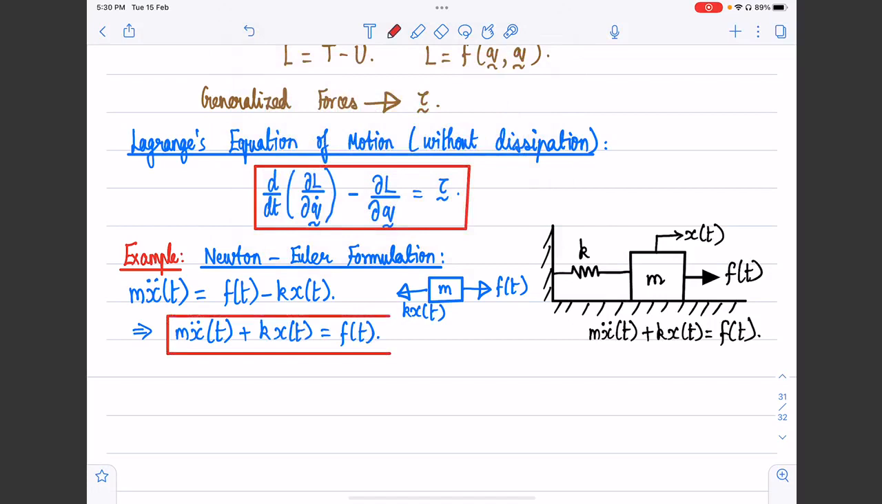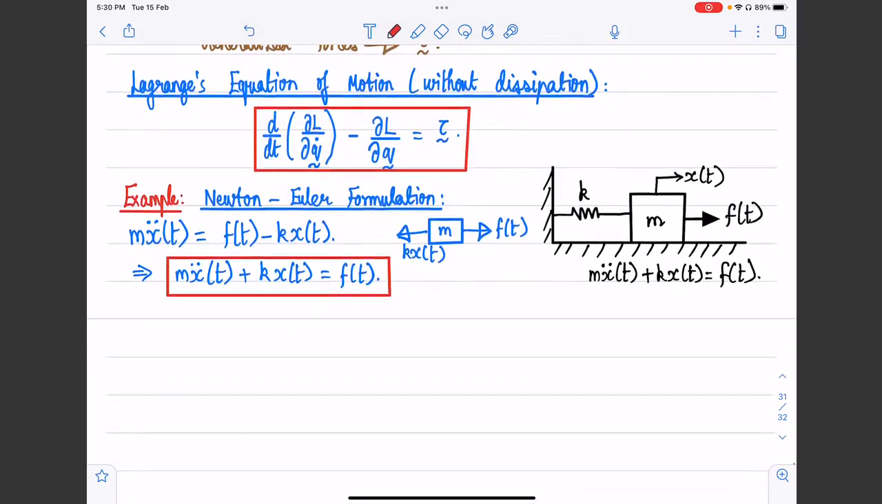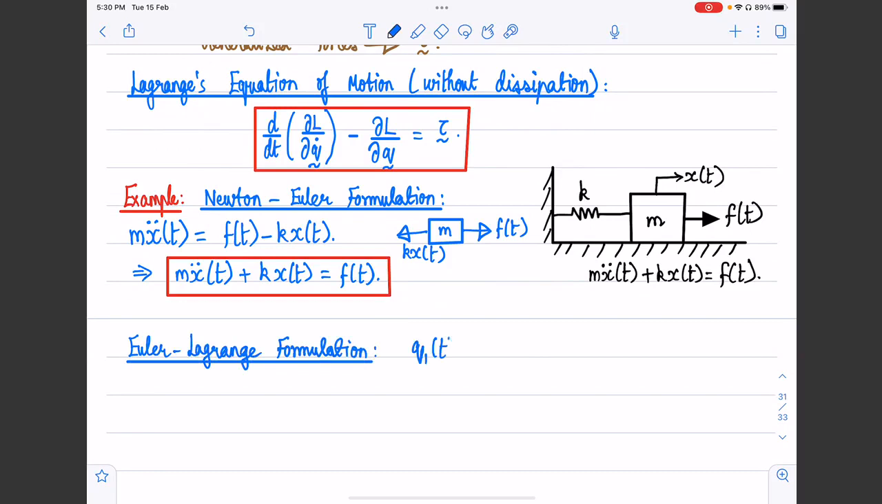Now, having looked at the Newton-Euler formulation, let's look at the Euler-Lagrange formulation. Let me complete this exercise, then we can also discuss any questions. So we have the Euler-Lagrange equation. We can see that this is a 1 degree of freedom system, so we essentially need to choose only one generalized coordinate. Let's say we choose q of t to be the displacement x of t, which is the degree of freedom of the system.